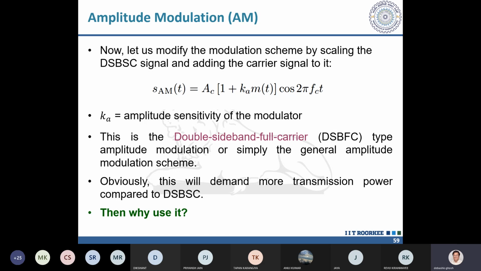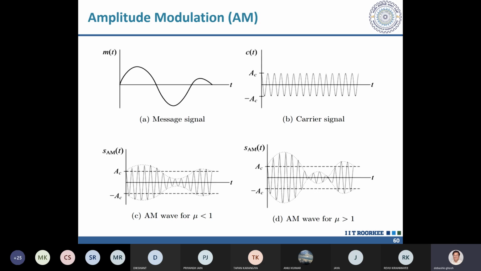Then why are we doing it? That is the general amplitude modulation scheme. Why are we adding this carrier, if it is demanding more transmission power? The reason is this. We'll see that.